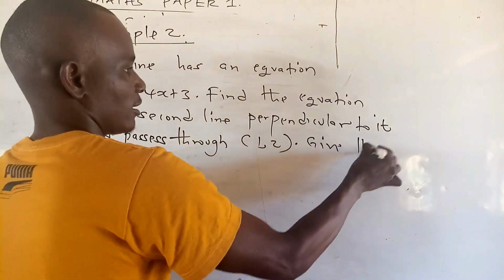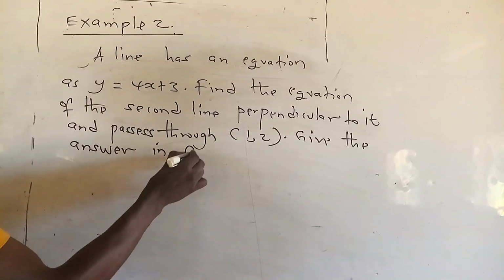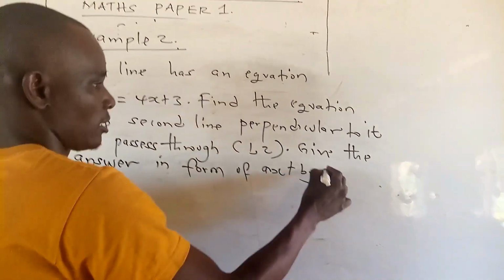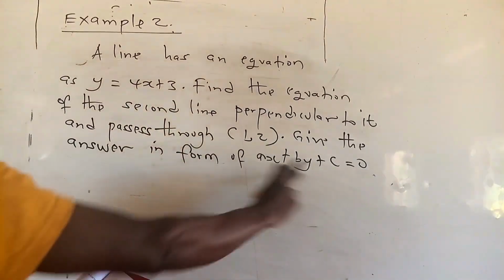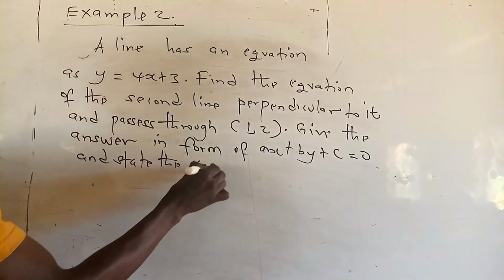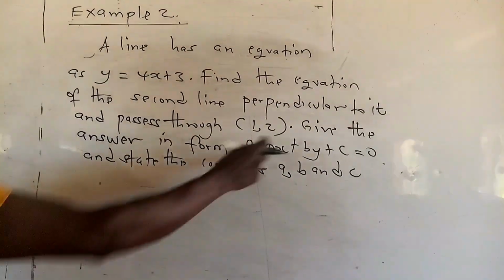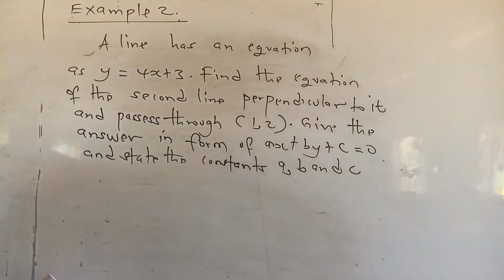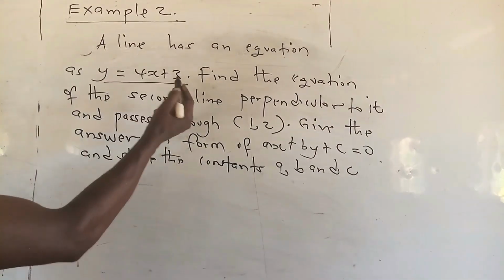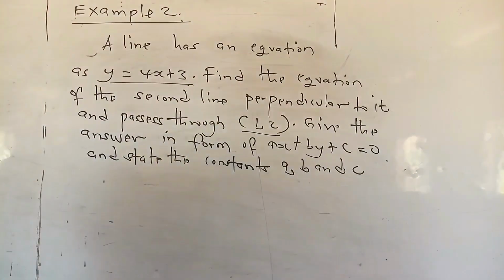Give the answer in the form of ax plus by plus c is equal to 0, which I had previously said to be the general form, and state the constants a, b, and c. So we're supposed to give our equation in this form, and at the same time we state the constants. So we have a line whose equation is y is equal to 4x plus 3. And then we are supposed to find the equation of a second line that is perpendicular to it, and this line is passing through (1, 2).